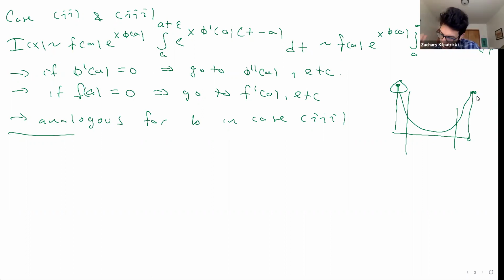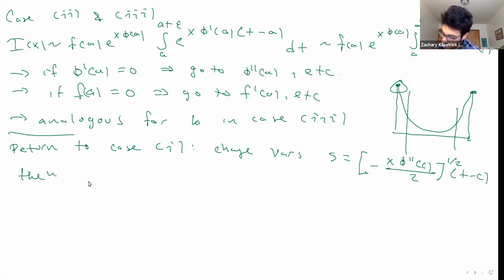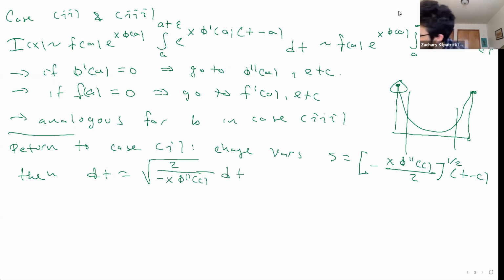All right. Let's return to case 1 now and look a bit closer at these Laplace integrals. And just to clean things up a bit, let's change variables to s equals the square root of minus x phi prime prime of c divided by 2, times t minus c. Well, then our differential now has this 2 square root of 2 over minus x phi prime prime of c ds. That's going to give us a simpler function to integrate.